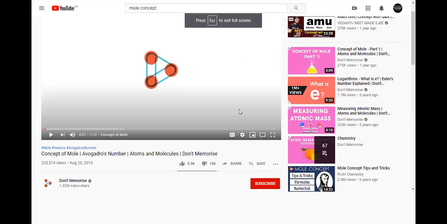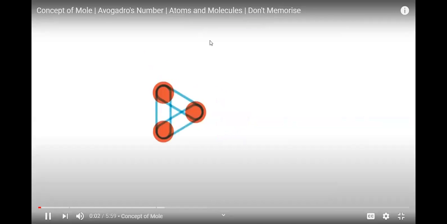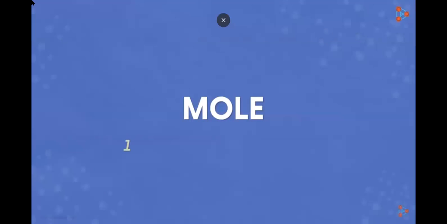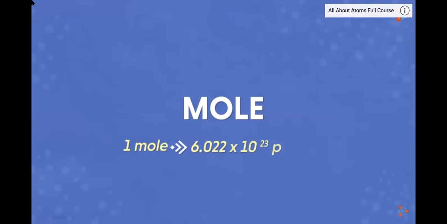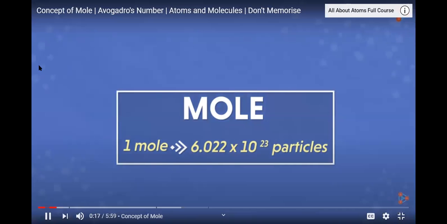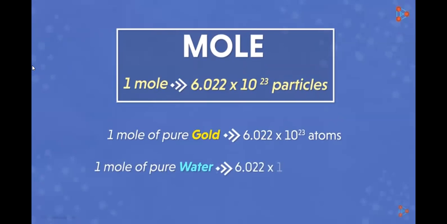We'll go through another video. In the previous part of the video, we saw that 1 mole of something is nothing but 6.022 times 10 raised to 23 particles. It could be atoms or molecules or anything. If I give you 1 mole of pure gold, the number of atoms in it will be these many atoms. And 1 mole of pure water will have these many molecules.